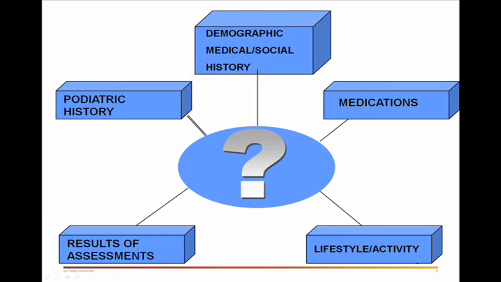You see again all of the blocks that are being considered: demographic, medical, social history, podiatric history, the results of assessments, lifestyle and activity, medications, and in the middle is a big question mark. In other words, what do all these matters that you've considered and all this information that you've gathered, what does it produce when it comes together? And how do you use it? Well, this is the hallmark of what we do in terms of our clinical rationale.